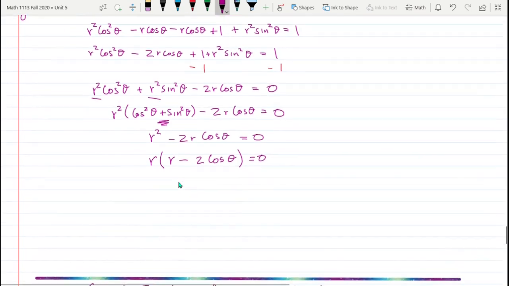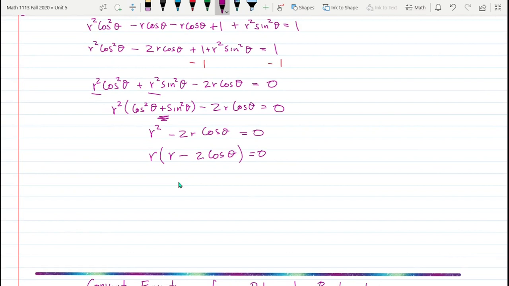And it's going to split up into two things by the zero product property. I'm going to change a couple colors so that you know what's going on. So r equals 0 is one of them. And then r minus 2 cosine theta equals 0 is the other. So r equals 2 cosine theta. Okay?